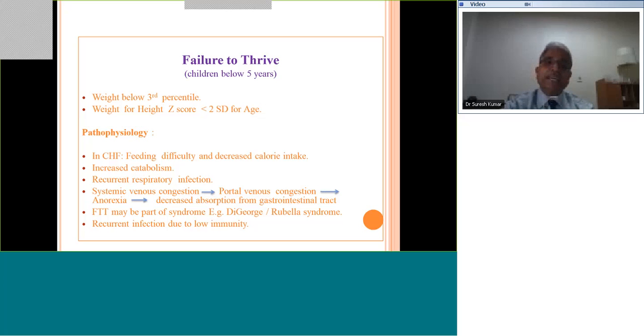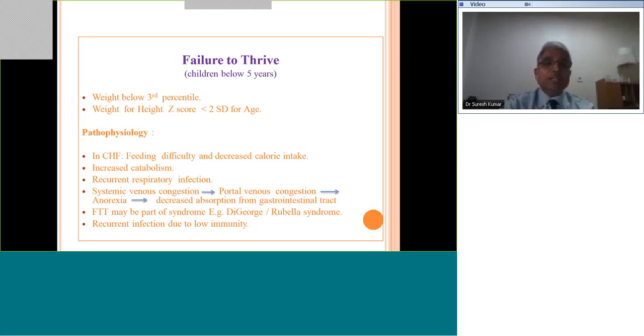There is an increase in the catabolism. In heart failure, recurrent respiratory infection increases the need for more calories at a time when the baby is unable to consume it. And systemic venous congestion in right heart failure causes portal venous congestion, anorexia, and decreased absorption from the gastrointestinal tract. The upper GI congestion reduces the appetite and reduces the ability to absorb the ingested food.